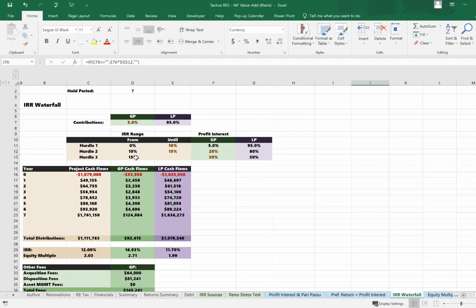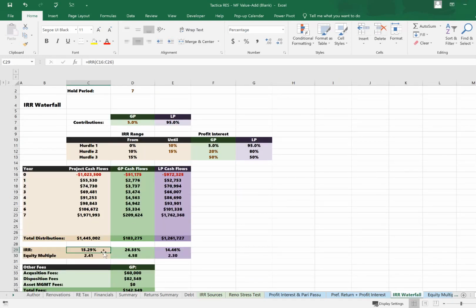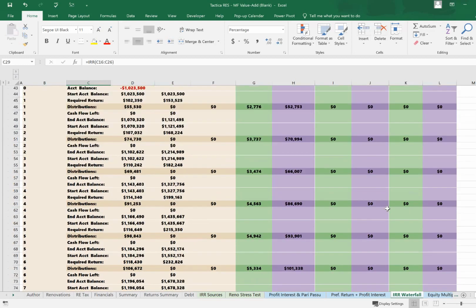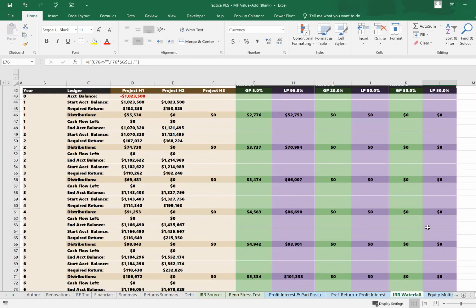Because we set our third hurdle at a minimum of 15%, and the project IRR is 12%, we won't accomplish that third hurdle. But what we can do then is go to our summary and see if we change the pricing, decrease the pricing, what it takes to get into that next hurdle. So now we're achieving a 15.29% IRR on the project. So we should now be getting into that third hurdle. Let's see if it works. All right, it does. And you can see that it's a 50-50 split. So the distribution is even between the GP and the LP.